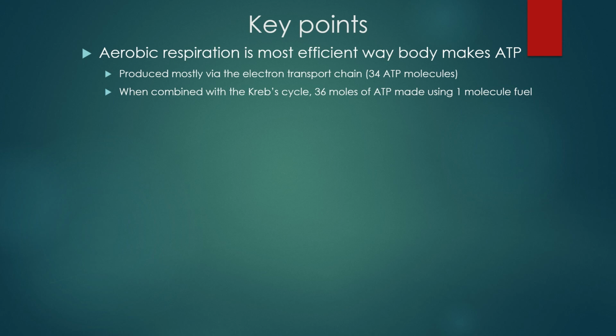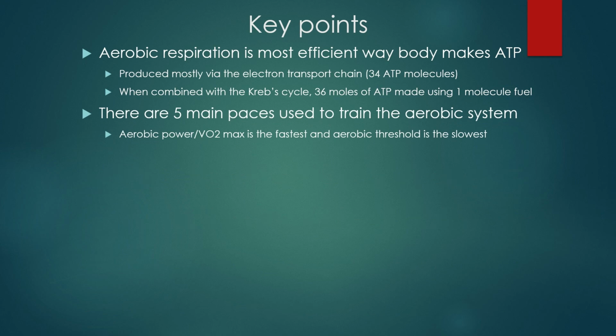And again, I hope you got a better idea of why that does produce a lot of energy, but the limiting factor with aerobic workouts basically is the intensity, because you've got to let that electron transport chain and the Krebs cycle play out before you can get this energy. There are 5 main paces used to train the aerobic system. Again, there's other things going on there. The 5K race doesn't have its own specific workout type. You would do a variation of other things.